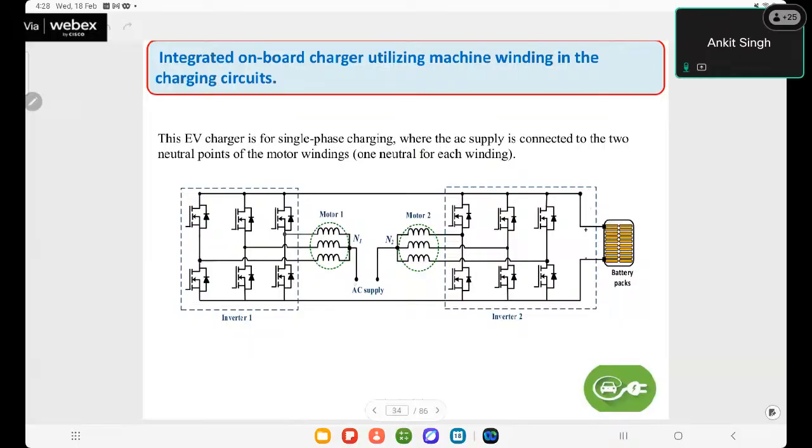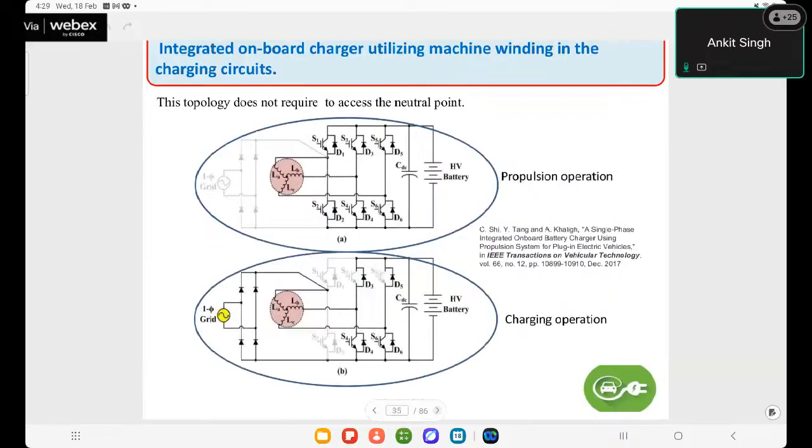So if it is a two motor drive system, the AC supply can be connected between the neutral points of the converters. Okay, the neutral points of both can be connected to this AC supply, and both converters act as a boost PFC. So this is an integrated onboard charger utilizing machine winding in the charging circuit.